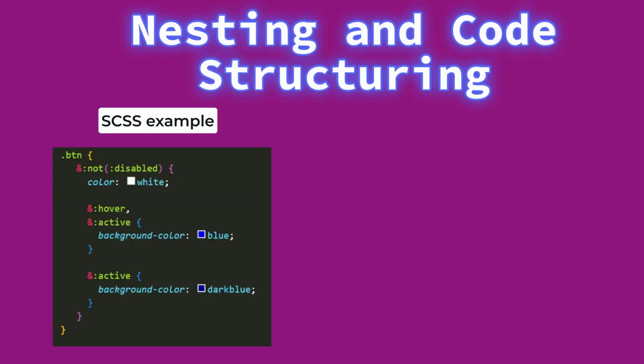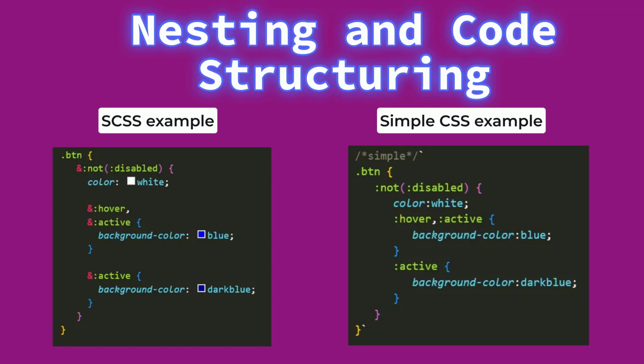While SCSS supports nesting, it requires explicit declarations for each level of nested pseudoclasses, which can lead to more verbose and less intuitive code, especially in complex scenarios. Simple CSS, on the other hand, allows for more intuitive and compact nesting of pseudoclasses. This makes the code easier to write, read, and maintain, especially when dealing with complex style rules.